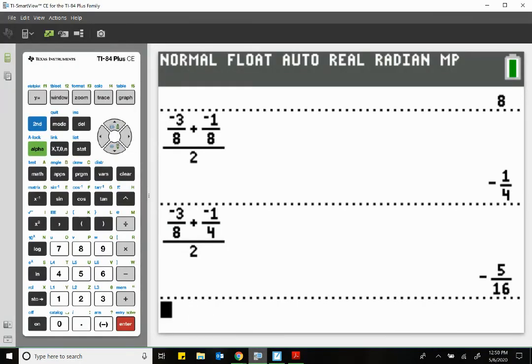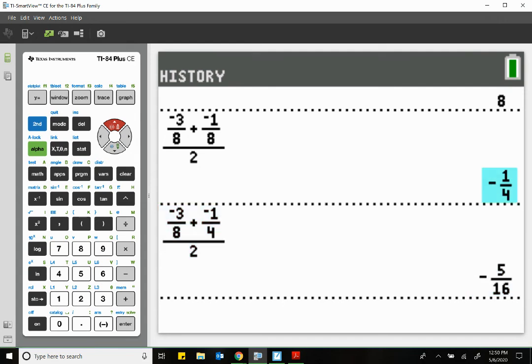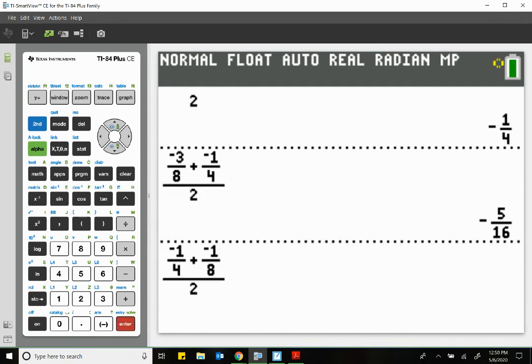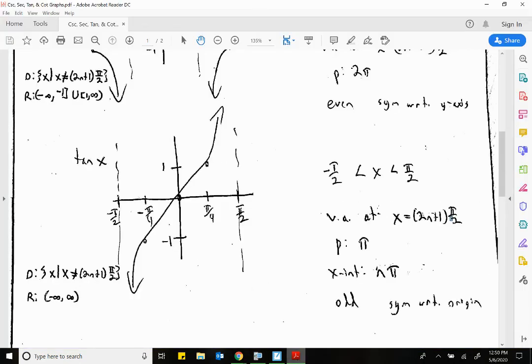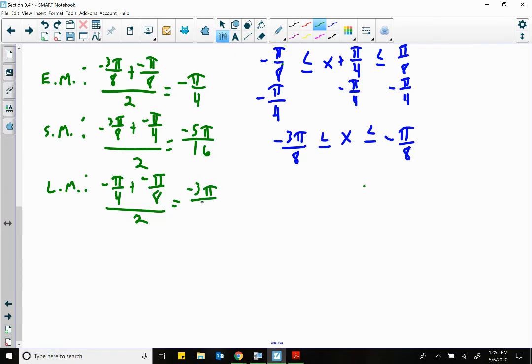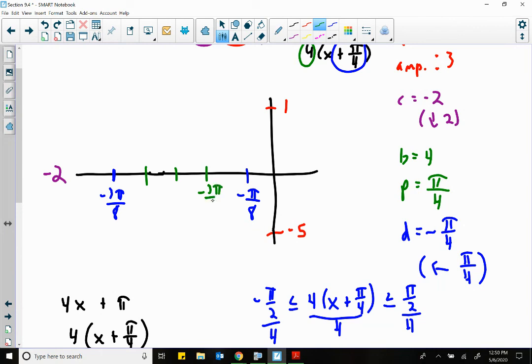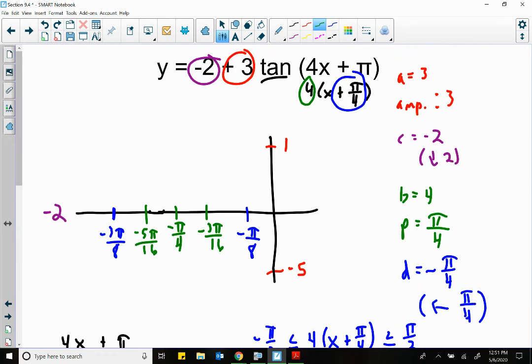And going to our calculator, all we need to do is change this negative 3/8 to a negative 1/4. Okay. So negative 1 over 4. And we get negative 3 pi over 16. There's our middles. So negative 3 pi over 16, negative pi over 4. If I remember right, this is negative 5 pi over 16. Double check that last one. Yes. Okay. And now we're ready to graph.